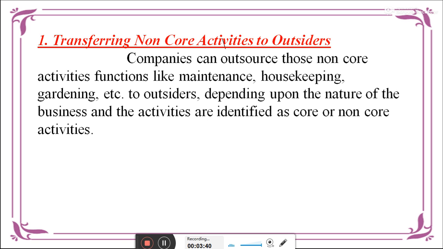That is, a company can outsource non-core activities like maintenance, housekeeping, gardening, etc. to outsiders. Depending upon the nature of the business, activities are identified as core or non-core activities. These non-core activities are given to the outsider. We are transferring one segment to another segment.